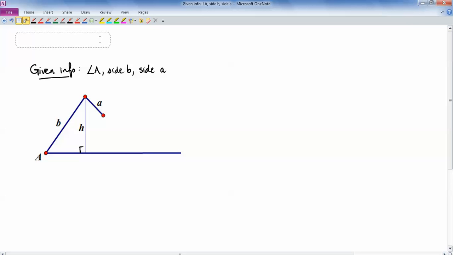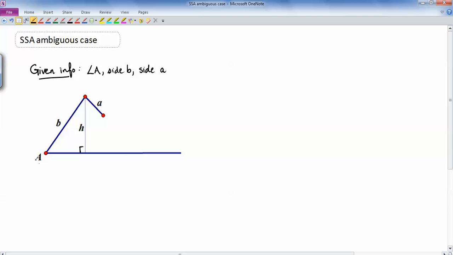Hey, so this video is to talk about the SSA ambiguous case. It's where I give you an angle, like angle A here, and I give you two side lengths, sides b and a, but it's not something that guarantees only one type of triangle. It sort of depends on the info you're given.